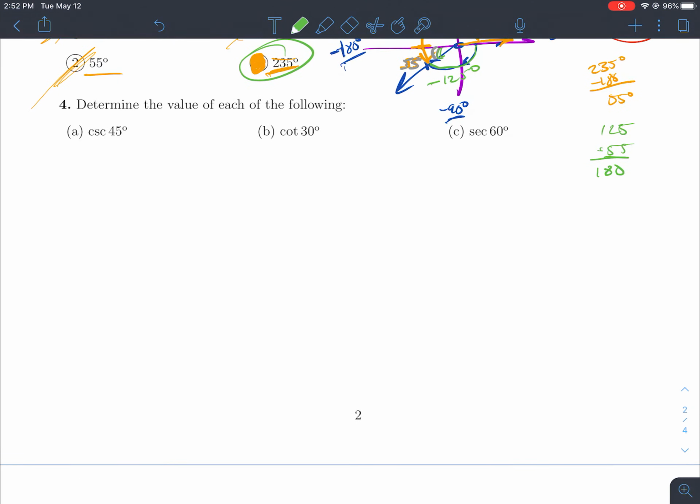All right, determine the value of each of the following. What is that? All right, well, we learned that these are called, in general, reciprocal trig functions.